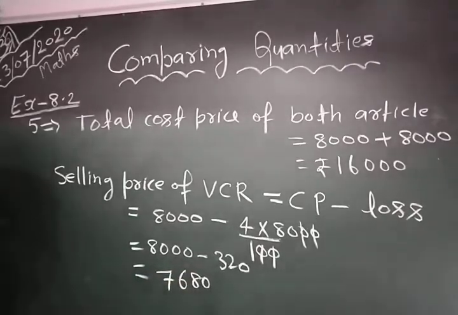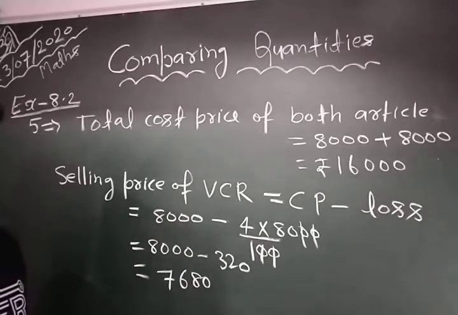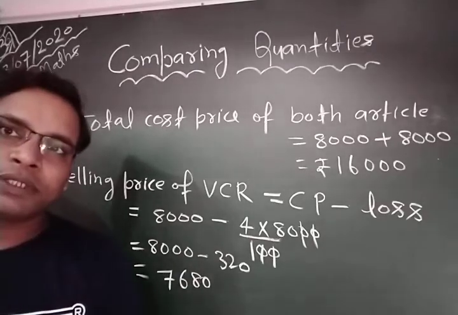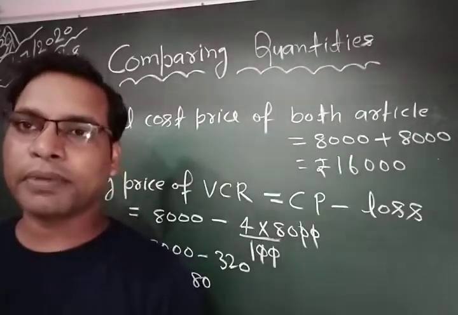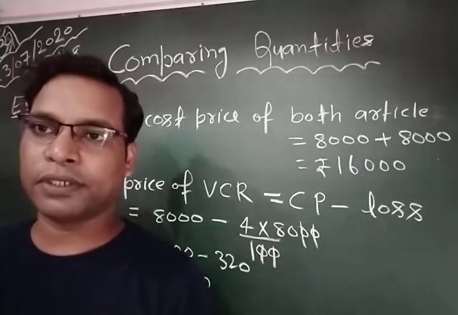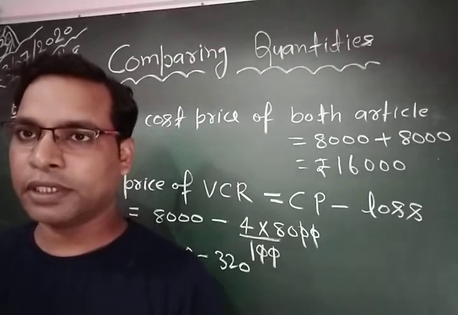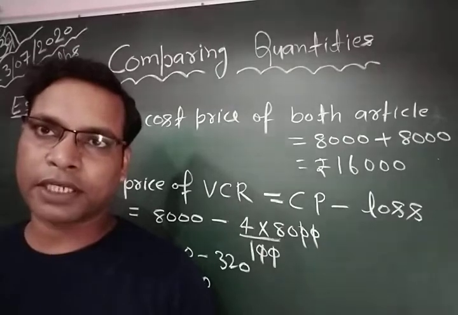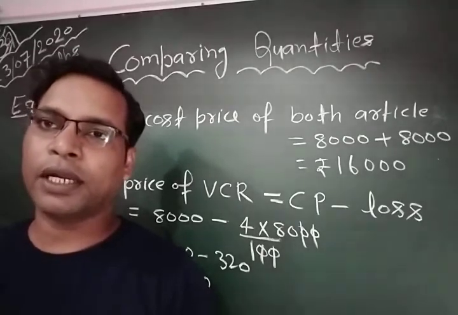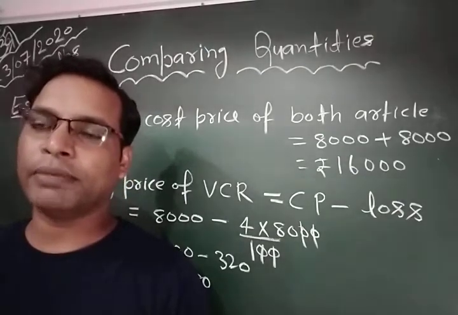Clear? This is the selling price of the VCR. Now we find the selling price of the TV. The selling price of the TV is equal to cost price plus profit. What is the profit percentage given? 8% profit is given in the question. So the selling price of the TV is equal to the cost price, 8,000 rupees, plus profit. Profit is equal to 8,000 into 8 by 100.